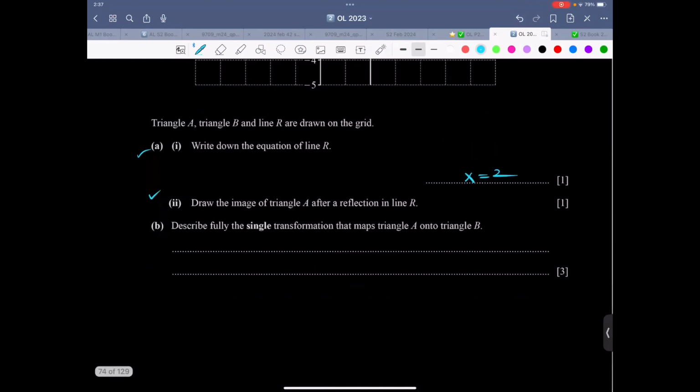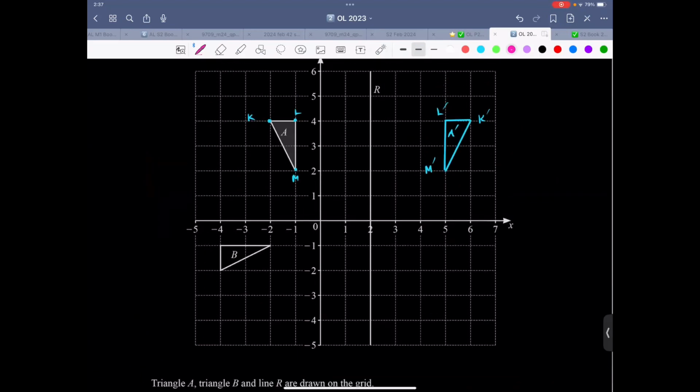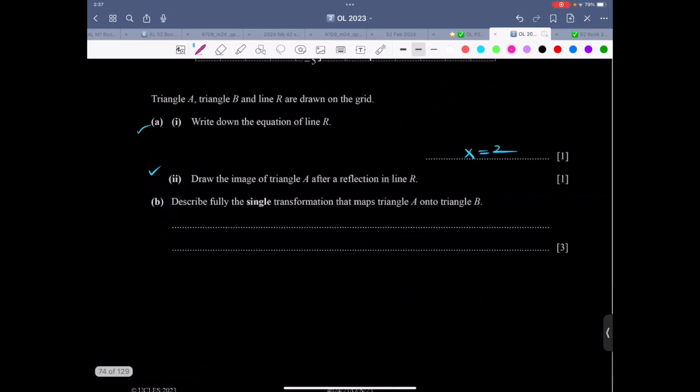Describe fully the single transformation that maps A onto B. So A onto B, definitely it looks like a 90-degree anti-clockwise rotation. That is for sure. So let me first write it's a 90-degree anti-clockwise rotation. Use full words, complete words. About which point, that is what we have to write.